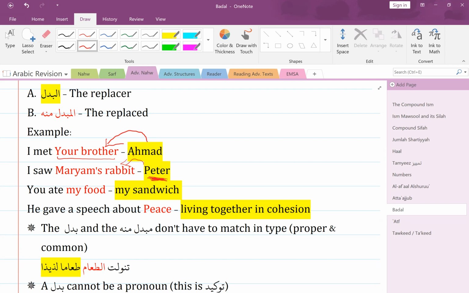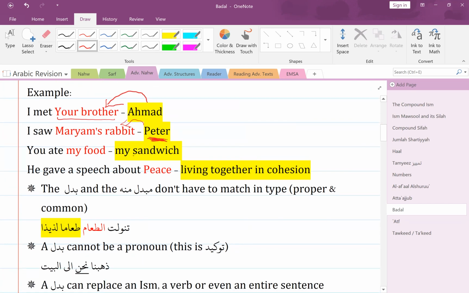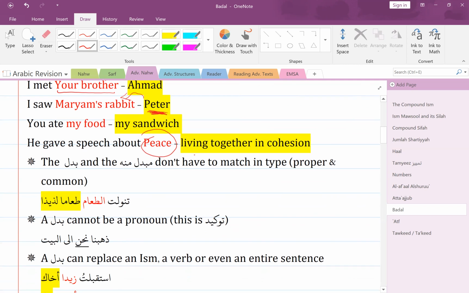Okay. Or if I said, he gave a speech about peace. Now, peace is very ambiguous. It's very broad. There's so much that we can discuss about peace. Peace of mind, peace of the body, peace, I don't know, in the world. It could be peace about anything, right? But then I specify it. I give more clarification and say, living together in cohesion. Then I understand, oh, so the topic, the discussion was mainly about living together in cohesion. So I am giving more clarification about peace, okay? So those are some of the examples of badal in English, just to give you a rough idea of what we are going to discuss about, okay?